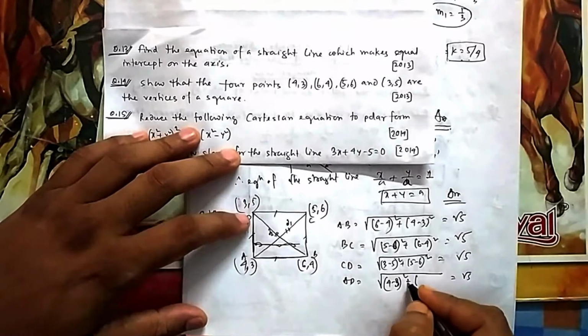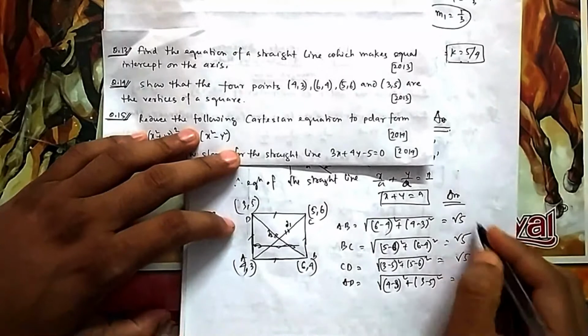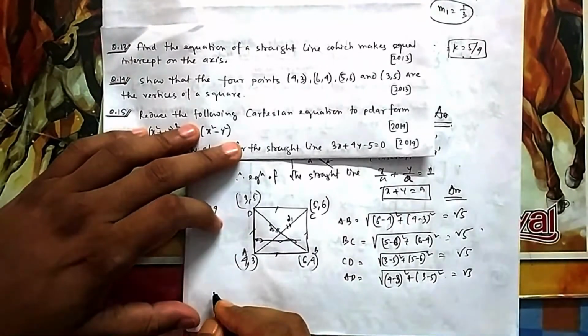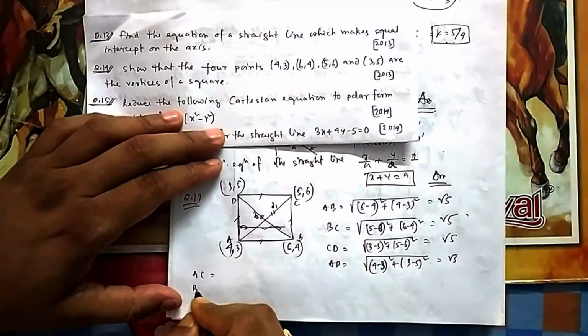And it is 3 minus 5 whole square. If you do, then all sides are equal. So now you have to check the diagonals. What are the diagonals? One diagonal is AC and another diagonal is BD.